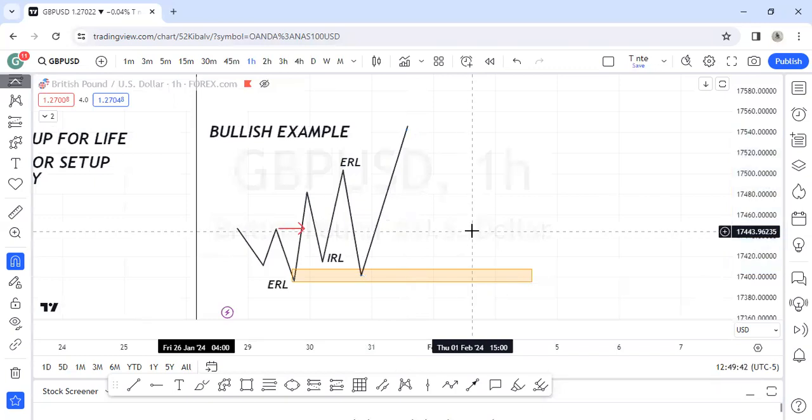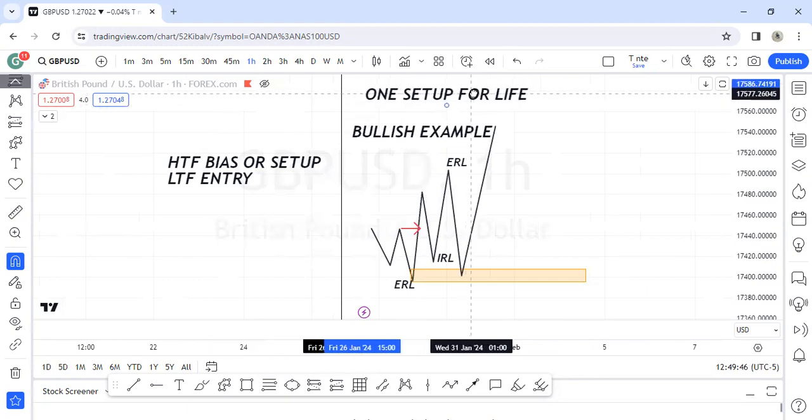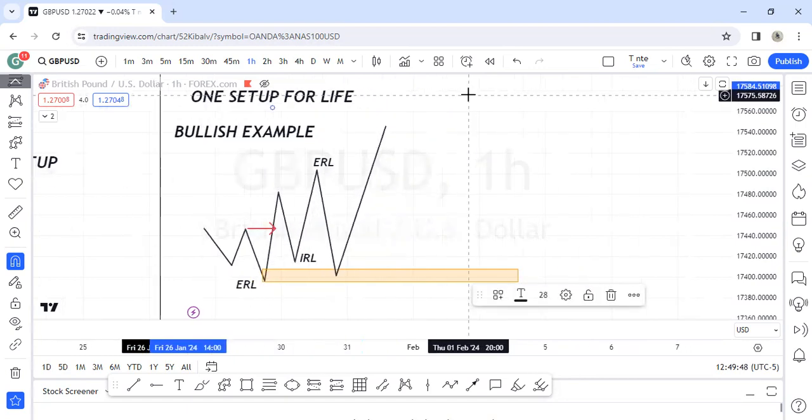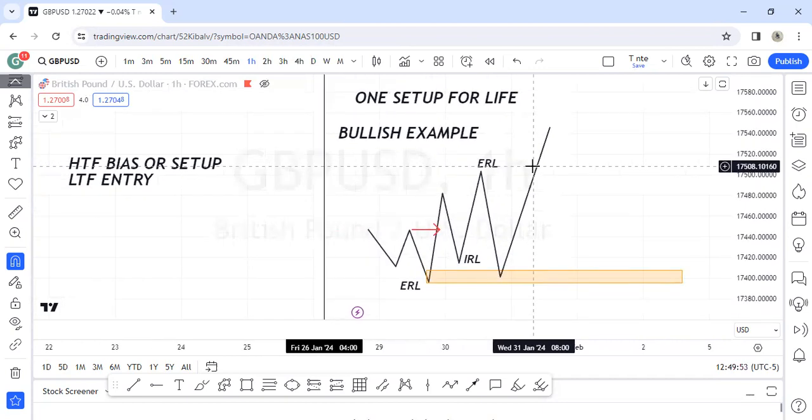That is the whole setup for life. The one setup for life. Just this is the one setup for life, right? Nothing big, nothing much.